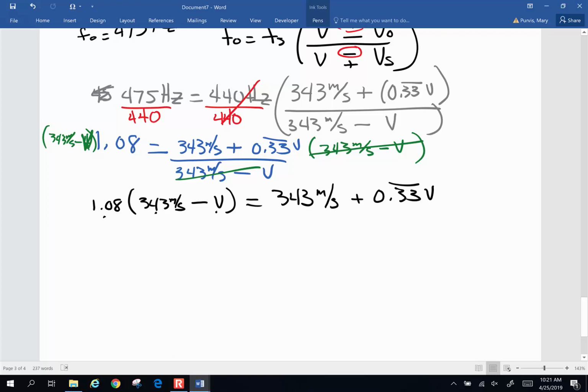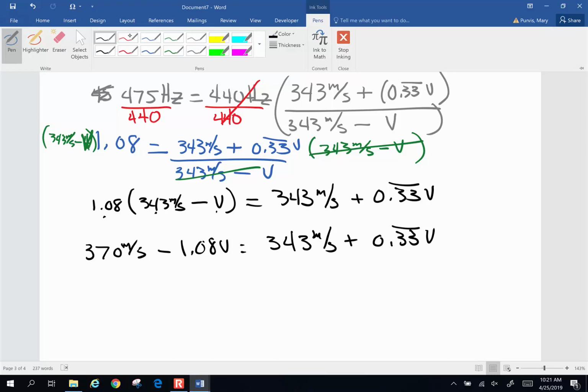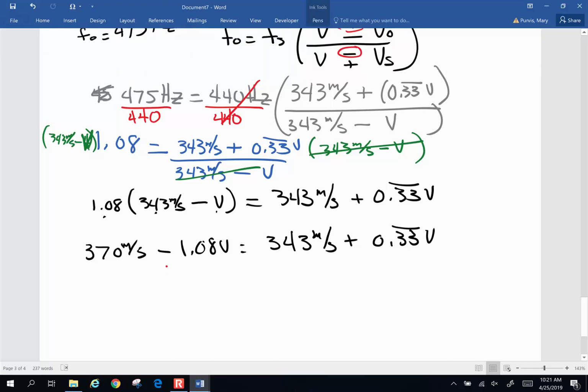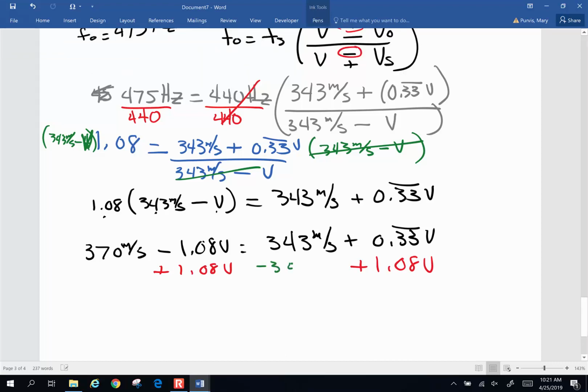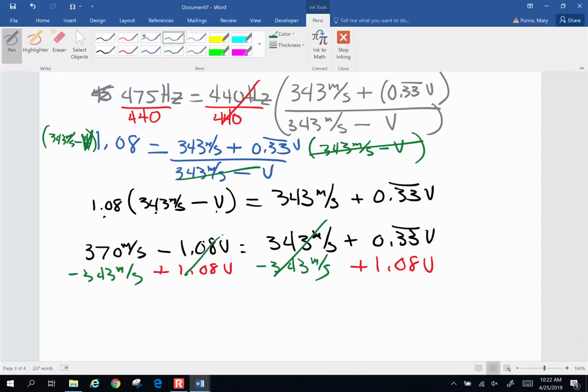So I'm going to grab a calculator. 1.08 times 343 is 370 meters per second minus 1.08 V, equals 343 meters per second plus 0.33 V. I've got to get like things together. So I am going to add 1.08 V to both sides, and I am going to subtract 343 meters per second from both sides. This is going to cancel, that's going to cancel.